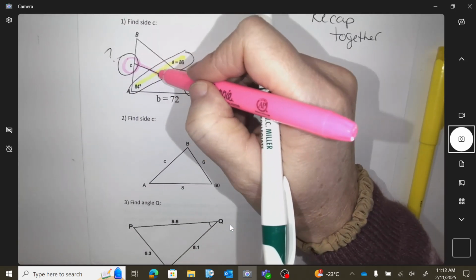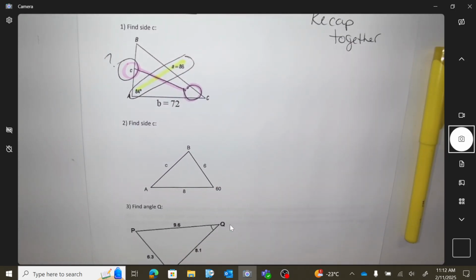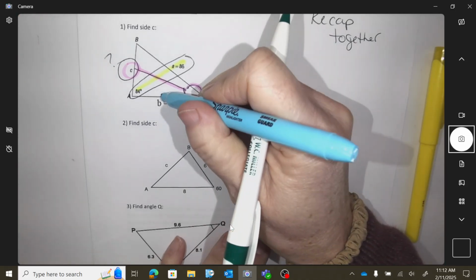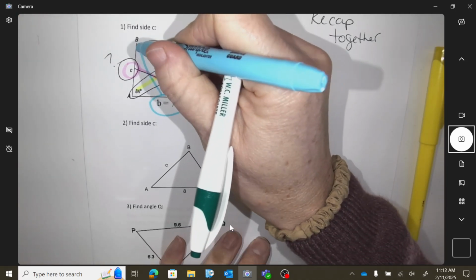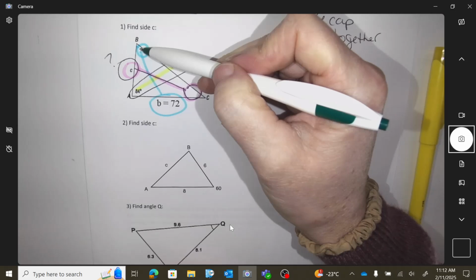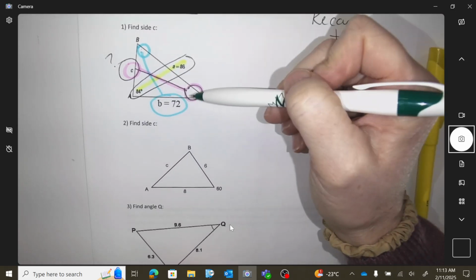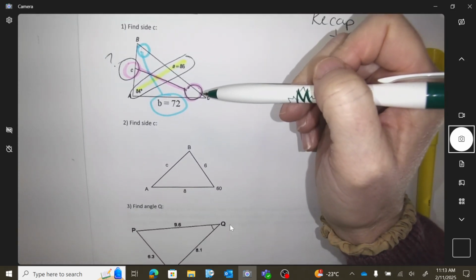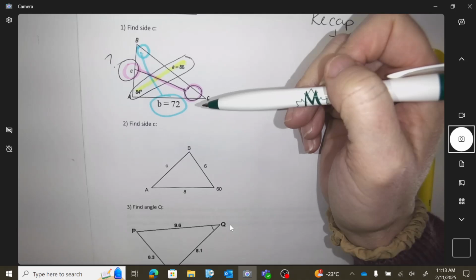Anybody have some idea that we could work with then? What about using that 72 for something? I'm going to go 72 and then that top angle. Okay, where can we go from the top angle? We can go angle, angle, third angle with 180, and then we got to reset the pairs.